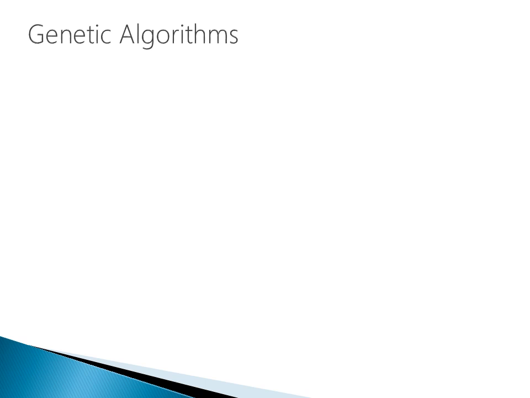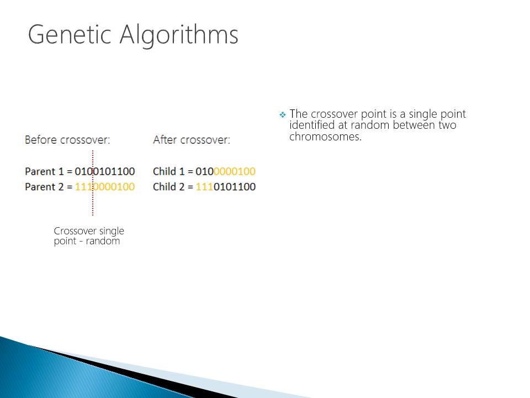Now that we've selected our candidate pool using the roulette wheel selection approach, we have to look at the genetic material of the parents. Okay, so the mother and father, if you will. When you're looking at these genes, we have to identify what's called the crossover point. Okay, and it's a single point identified at random between two chromosomes.